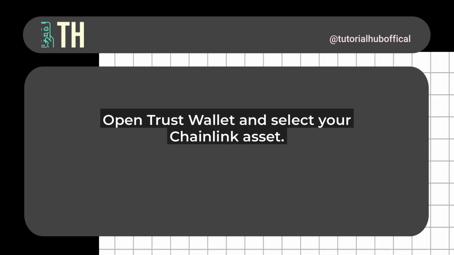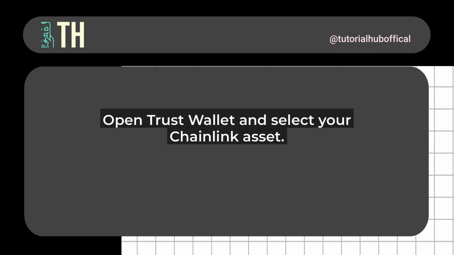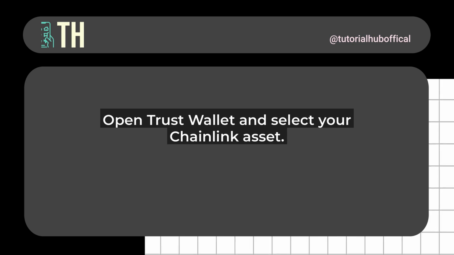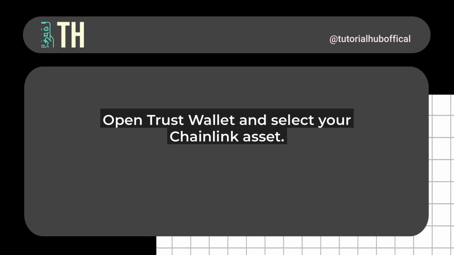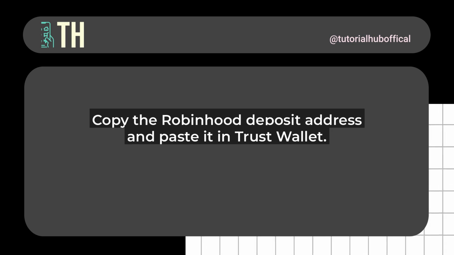Step 1. Open your Trust Wallet app and navigate to your Chainlink wallet. Look for the Link token in your assets list. Once you find it, tap on it to open the details page. Step 2. Hit the Send button. You'll need to enter the recipient's address.